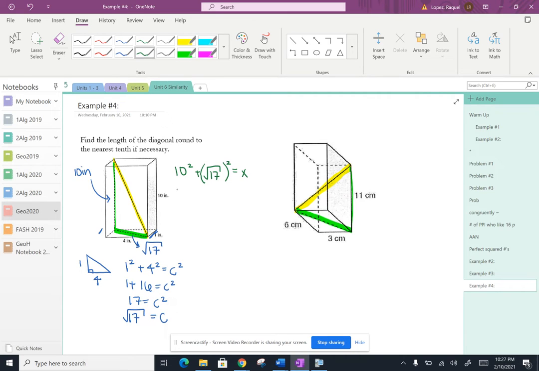All right, 10 squared is 100. Now, if I've got the square root of 17 and I'm squaring that, the radical and raising it to a power of 2 undo each other. They're inverses, so they cancel each other out. So all I'm left with is the 17, which is the number underneath the radical. So 100 plus 17 is 117, equals x squared, which means that the space diagonal measures the square root of 117, and that cannot be simplified. Length of space diagonal.